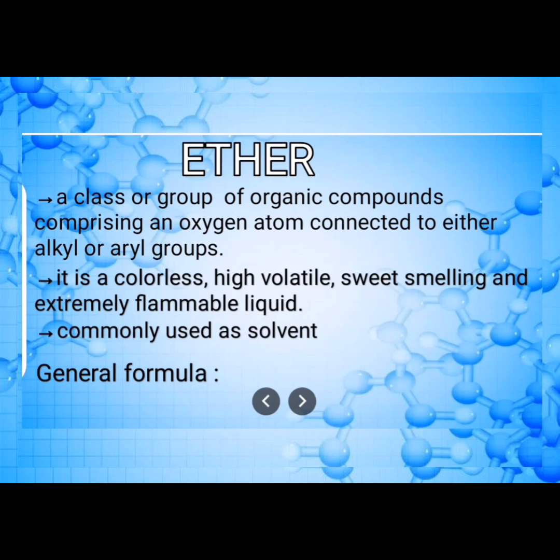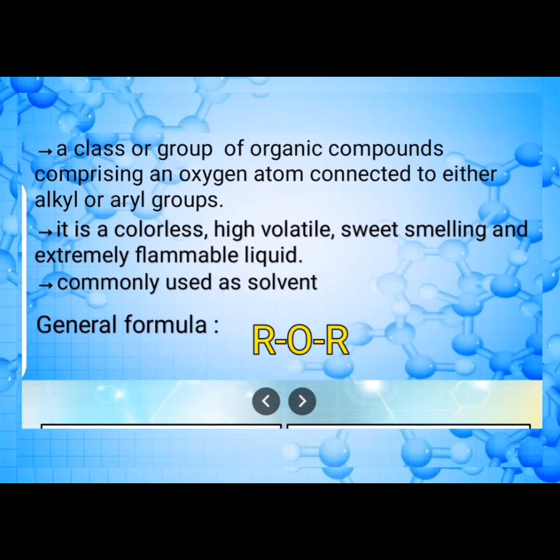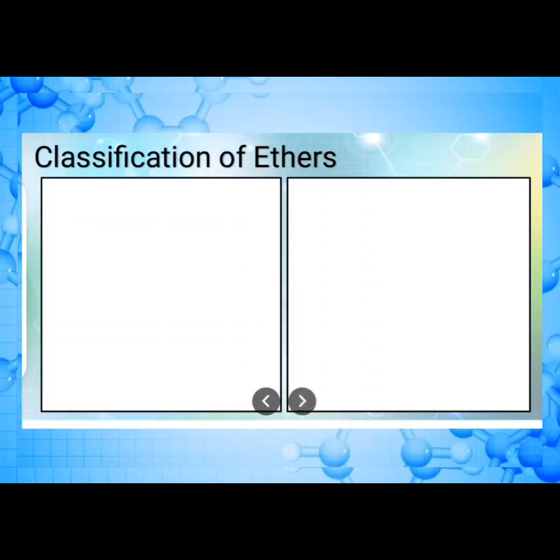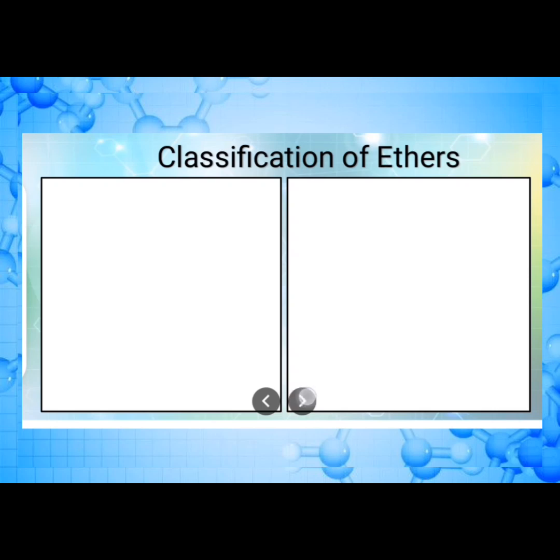The general formula for ether is ROR, where the R represents either alkyl or aryl groups, which bond to oxygen, and the oxygen bonds to another alkyl or aryl group. Now we will proceed to the classification of ethers. There are two classifications of ethers, namely the symmetrical ether and the asymmetrical ether.